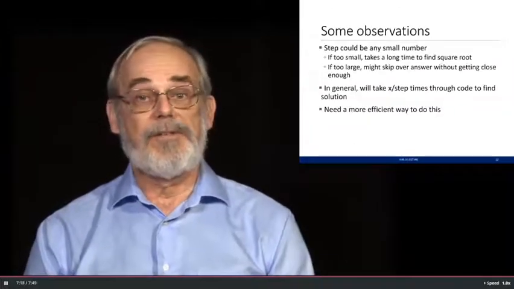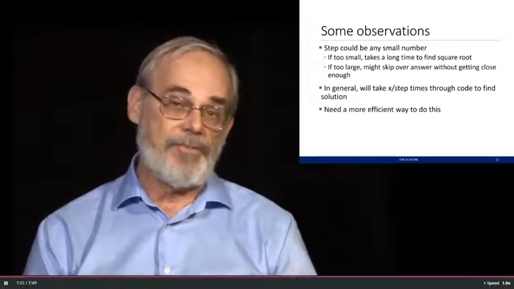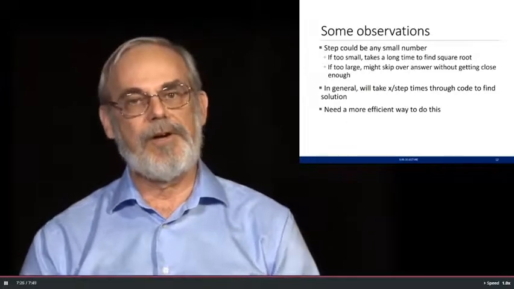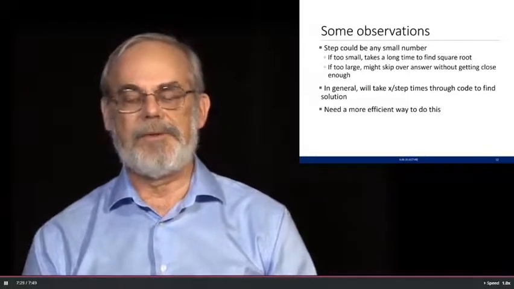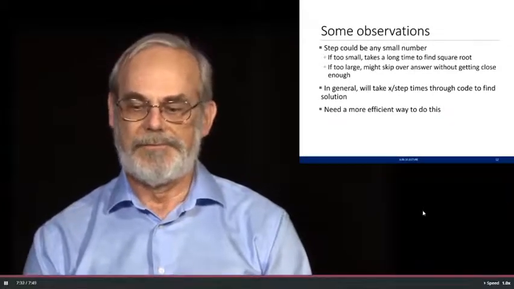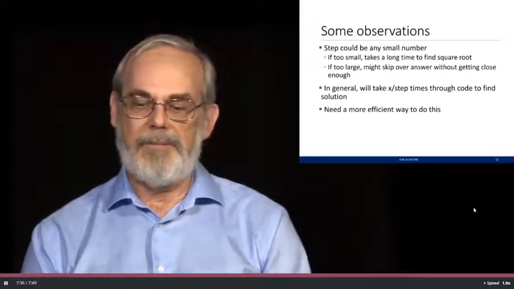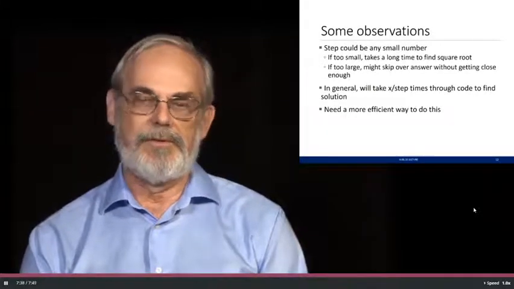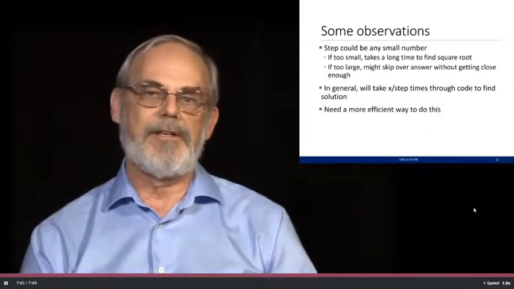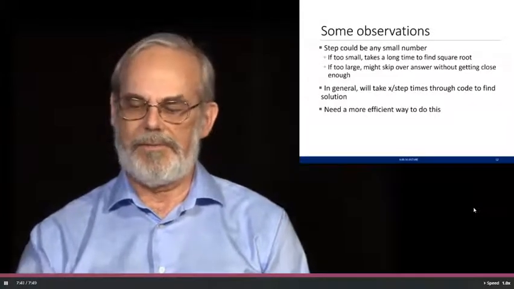So what can I say about this particular algorithm? The step could be any small number. If it's too small, it's going to take a long time. But as we just saw, if it's too large and I'm not careful, it could skip over the answer without getting close enough. At least in this case, I stopped rather than running forever. So there is an imbalance. In general, it's going to take x divided by step number of times through the code to find a solution. And so clearly as I make steps smaller and smaller, it's going to increase the number of steps, and I'd like to find a more efficient way of solving this problem.